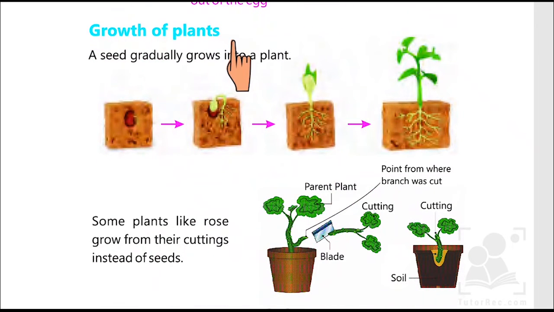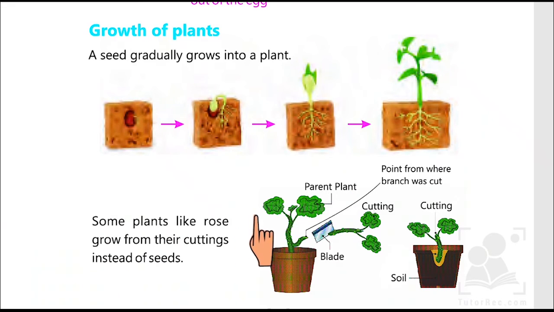Growth of plants. Not only animals and human beings, but also plants have their developmental phases. A seed gradually grows into a plant. So this is also a life cycle of a plant. We basically saw a seed, then it becomes a bit bigger, then bigger, and then a plant, and then it becomes a complete one.